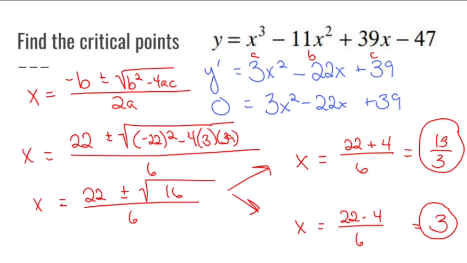Now for many problems, critical points might require you to find the y value, but for these, we're only going to find the x value. If you want to find the y value, you would just plug 13 over 3 into the original equation, plug 3 into the original equation. But this leads to a concept known as increase and decrease, looking for intervals of increase and decrease. And usually for problems like that, we don't really necessarily care about the y value. All right, so I'm going to leave it like that.